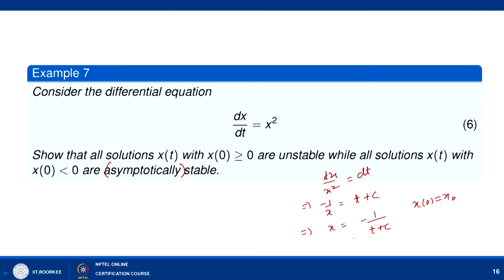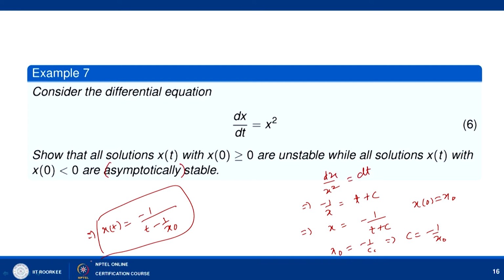So, x naught, let me write it here, x naught equal to minus 1 upon c. So, this I can find out, c equal to minus 1 upon x naught. So, I can write down the arbitrary solution of this as minus 1 upon t plus c, which is minus 1 upon t minus 1 upon x naught. Is it okay? So, this is your arbitrary solution. Every solution of, say, equation number 6 is written like this.